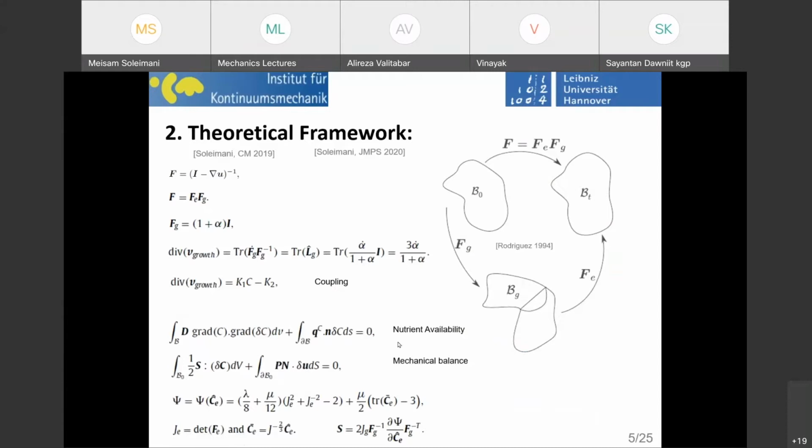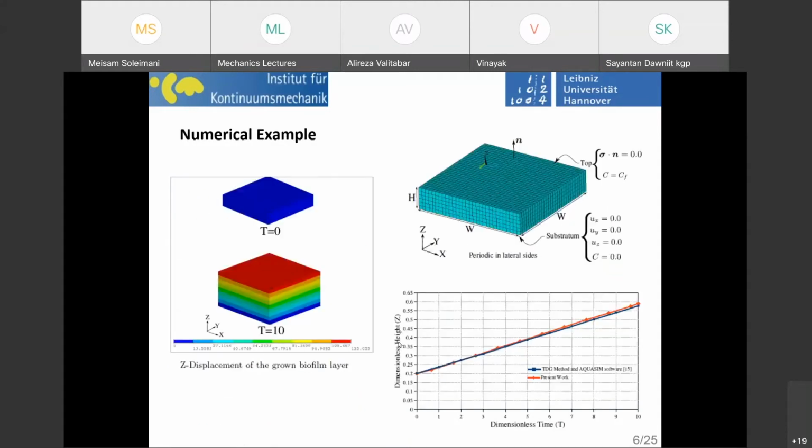Okay, thank you. Okay, let's go. Let's start with the first and simple example. It's a slab of material, basically a cube. We apply zero concentration at the bottom and the maximum concentration at the top. You can see that it starts to swell using that model.